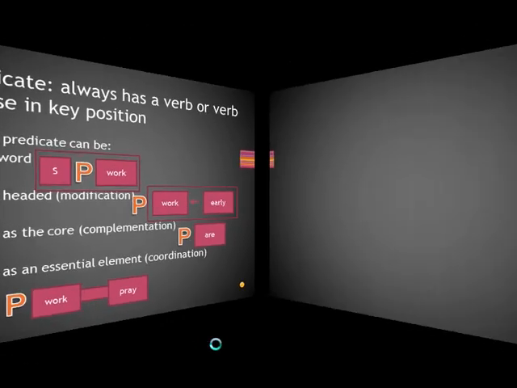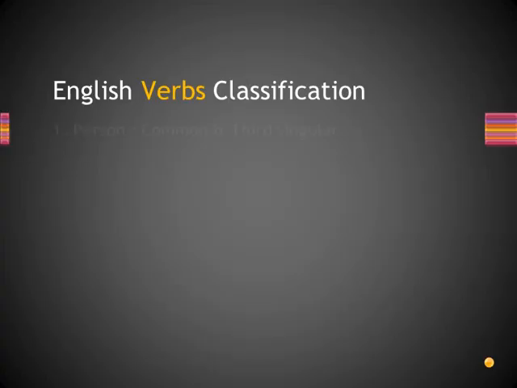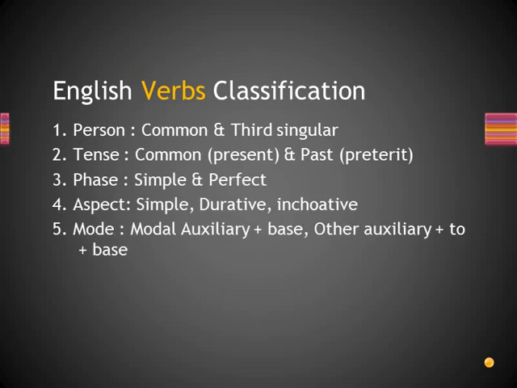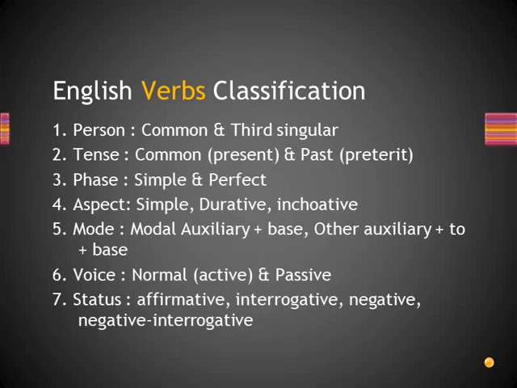Okay. And next, after talking about predicate, now we talk in more detail about verb. And verb can be classified into 7. Jadi verb bisa dianalisa menjadi 7. Ini hal penting dari verb yang harus diketahui. So the first is person, the second is tense, and then phase, aspect, mode, voice, and stages. Okay, now let's talk about them one by one.